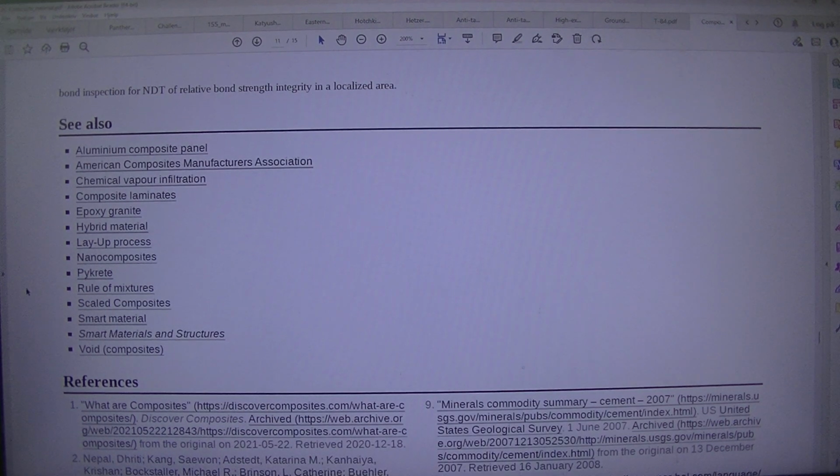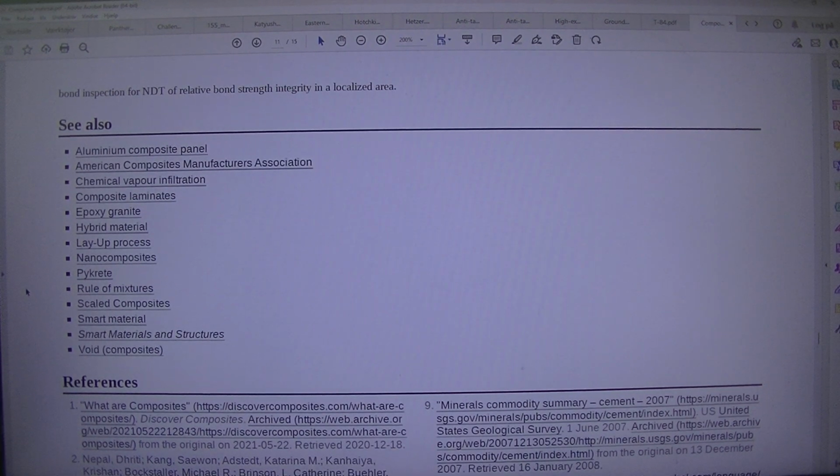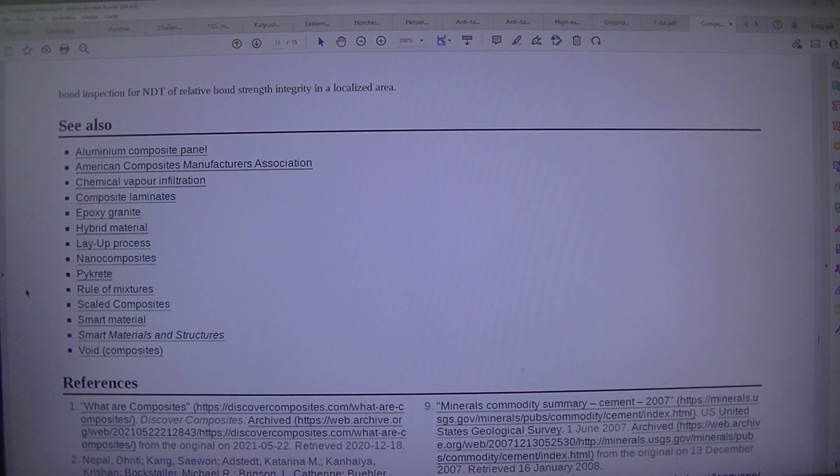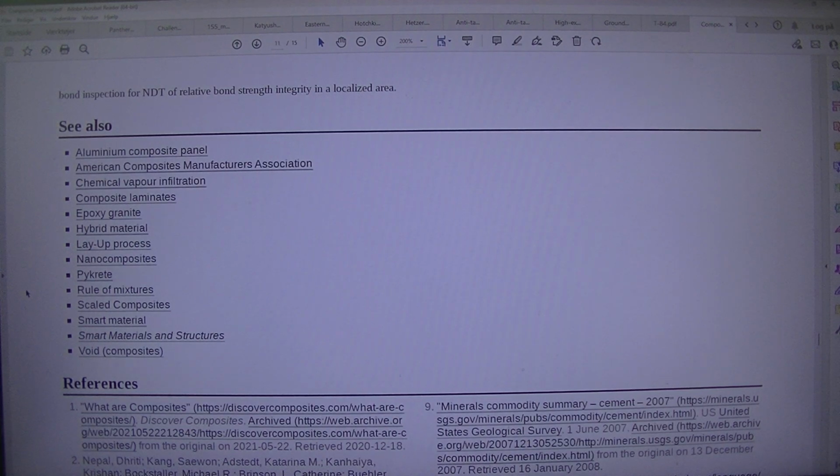See also. Aluminium composite panel. American Composites Manufacturers Association. Chemical vapor infiltration.